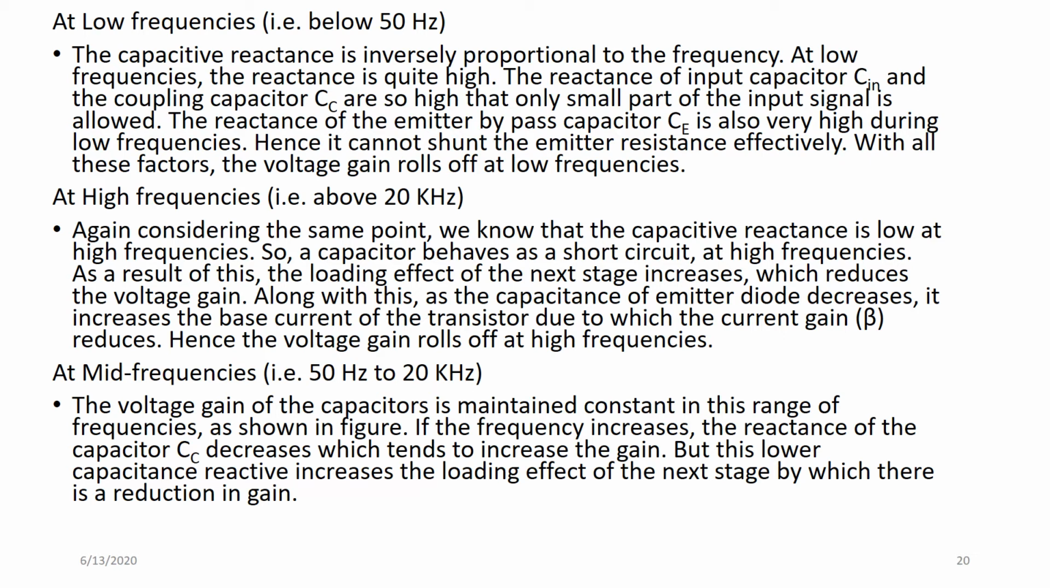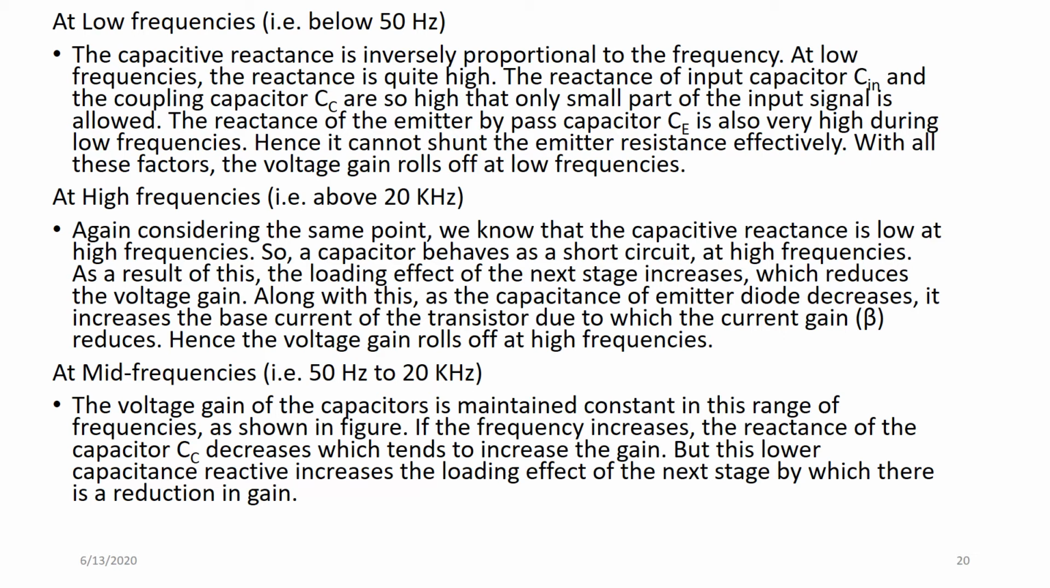Now at high frequency, considering the same point, we know that capacitive reactance is low at high frequency. So the capacitor behaves as a short circuit at high frequency. As a result, the loading effect of the next stage increases, which reduces the voltage gain. Along with this, the capacitance of the emitter diode decreases. It increases the base current of the transistor, due to which the current gain reduces. So the voltage gain rolls off at higher frequency.